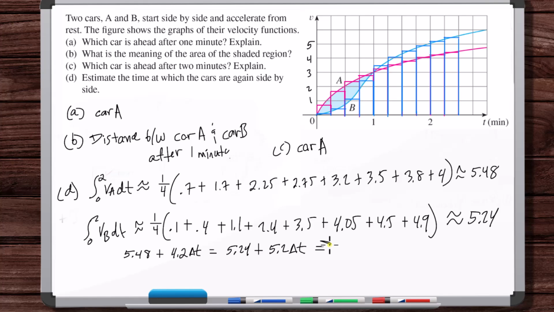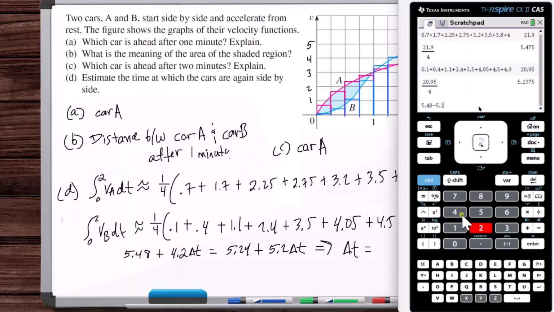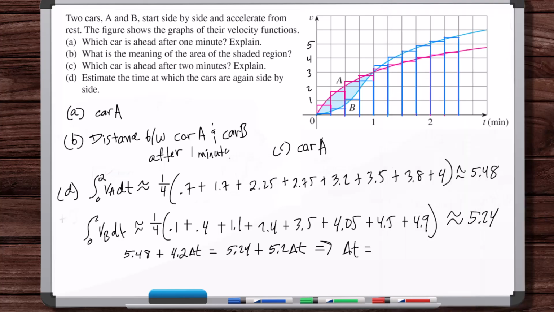You see? So 5.2 minus 4.2 is just 1. So we've got delta t is equal to 5.48 minus 5.24, which is 0.24. So this part D then is equal to about 2.24 minutes. So right when it gets to this point here, that's when these areas are approximately equal.